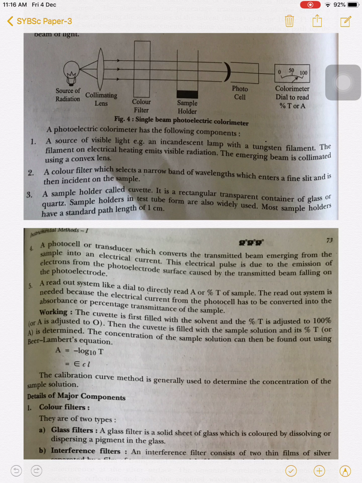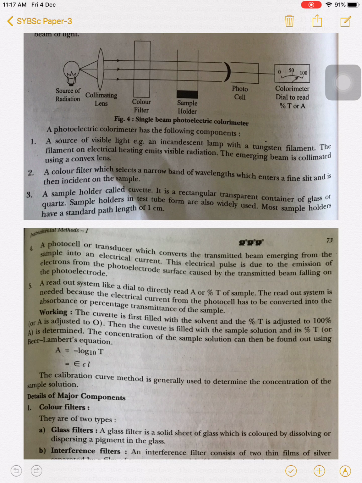Now see the working. The cuvette is first filled with the solvent. The first step is that you should rinse the cuvette, or wash it completely, with the solvent. After that you fill the cuvette with the solvent and measure the transmittance of that solvent by putting it in between the color filter and the photocell.